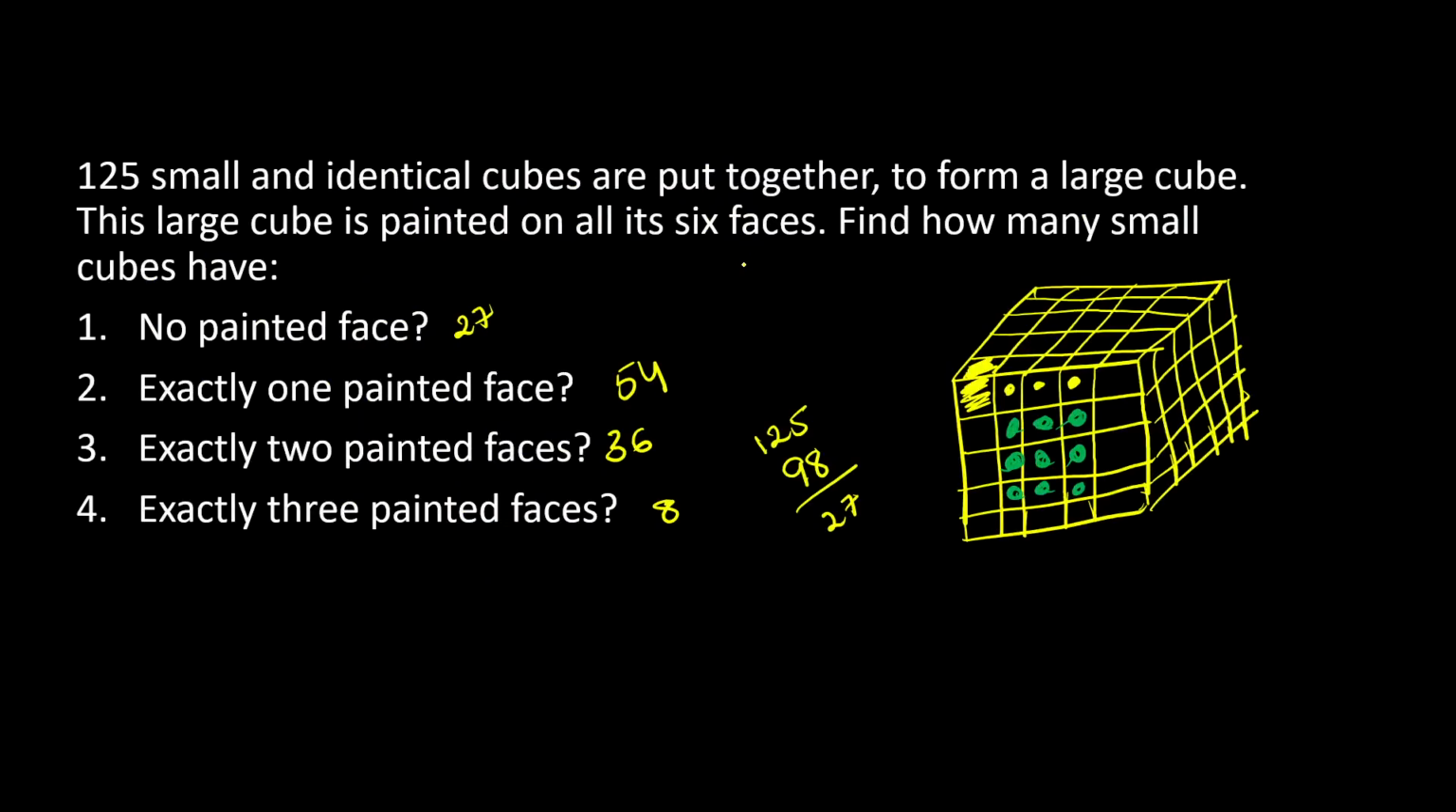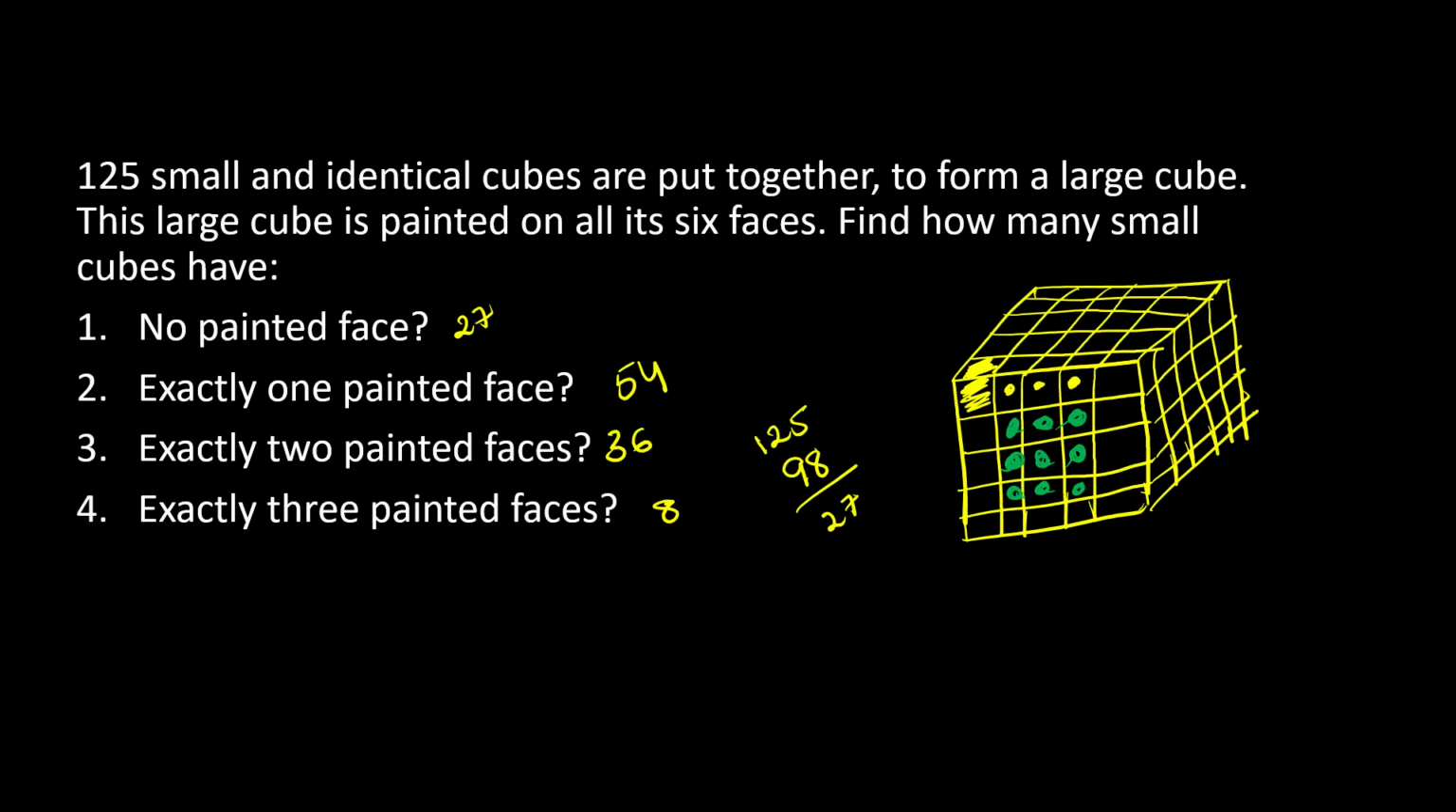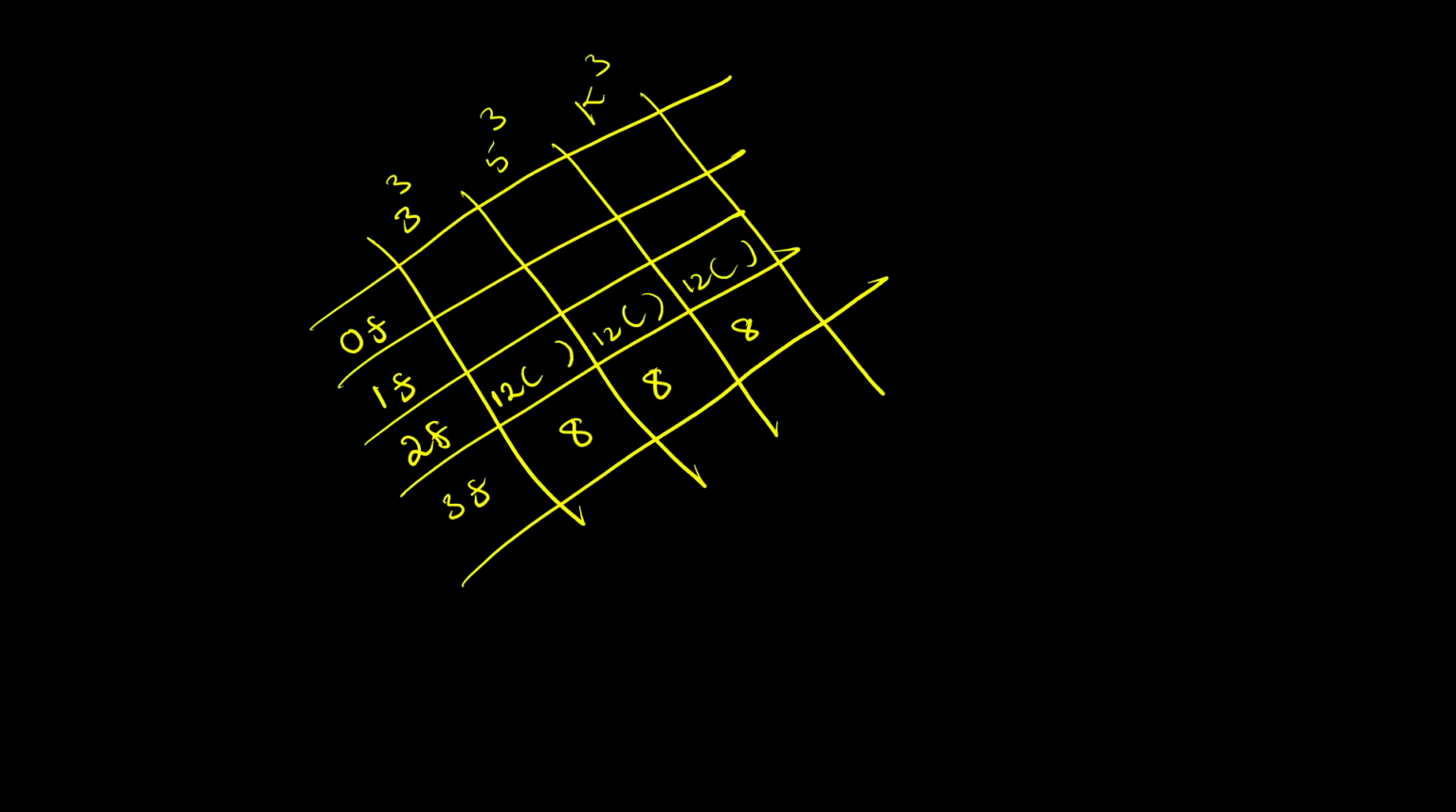Previously, in the questions that we discussed, for 27, exactly two face painted, the answer was 12. For 125, the answer was 36. Do you understand this? Here the answer is 12, here the answer is 36. So that's 12 into 1, here it's 12 into 3. So it has to be 12 into (k minus 2). When it's 3, it's 1. When it's 5, it's 3. So when it's k, it has to be the same way. That can be related this way: 12 into (k minus 2).